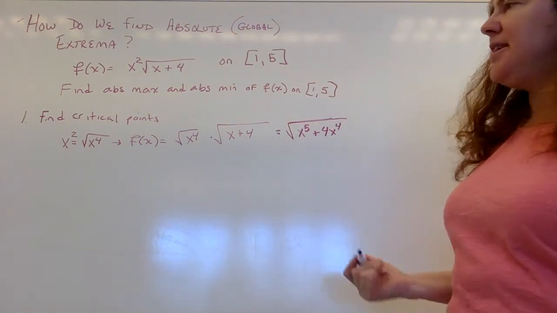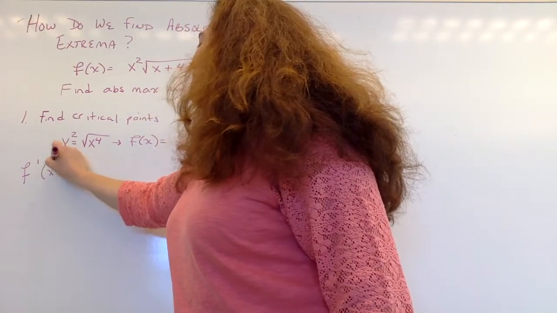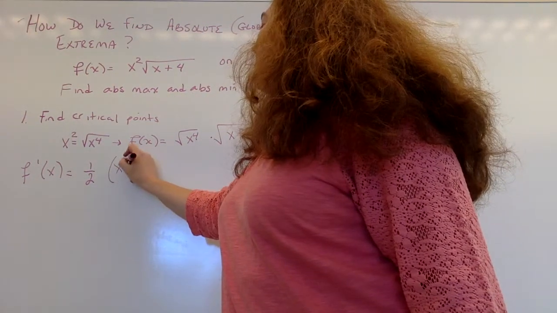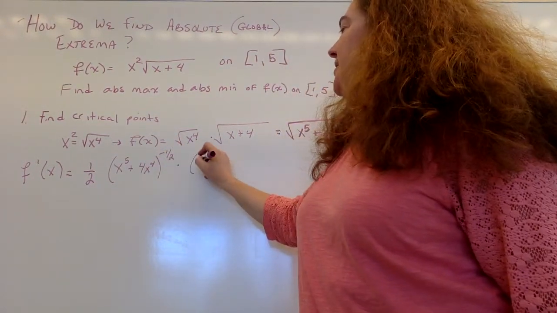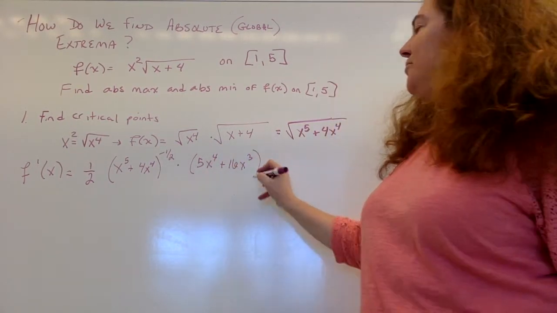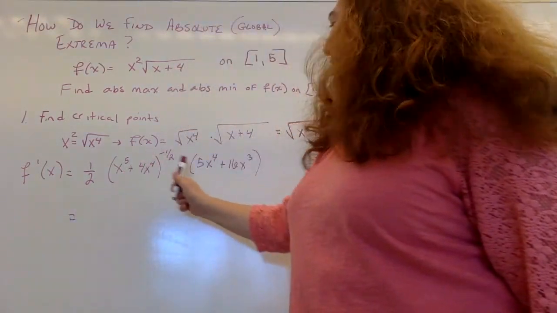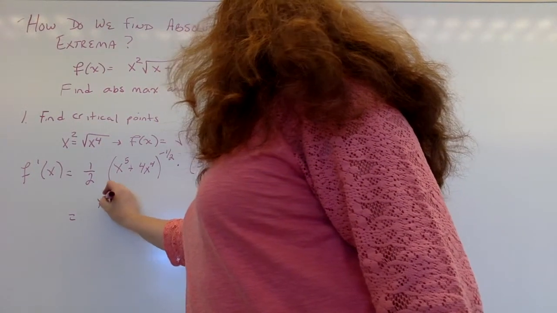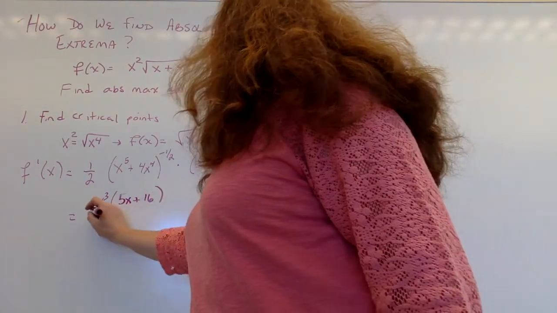All right, now I'm going to take the derivative. So again, this is f of x. I take the derivative. So f prime of x then is 1/2 times x to the fifth plus 4x to the fourth to the negative 1/2, times the derivative of the inside, 5x to the fourth plus 16x cubed. Okay? So now if I simplify this, I get the 5x to the fourth plus 16x cubed in the numerator. I'm going to factor out an x cubed there, so x cubed times 5x plus 16 in my numerator.